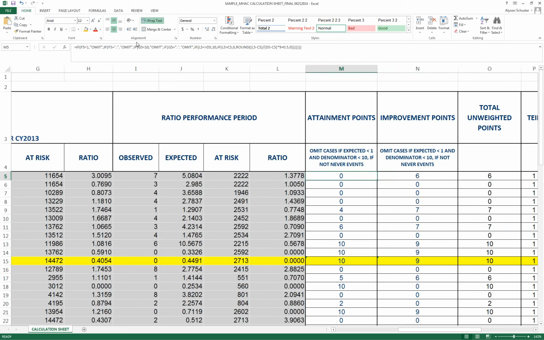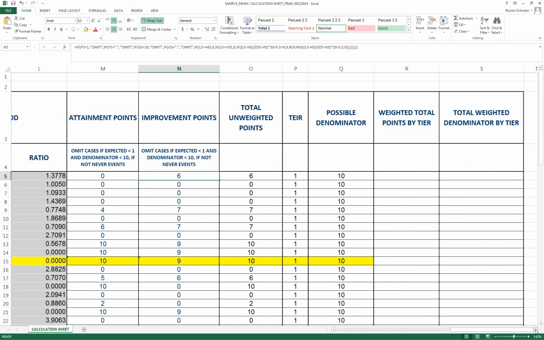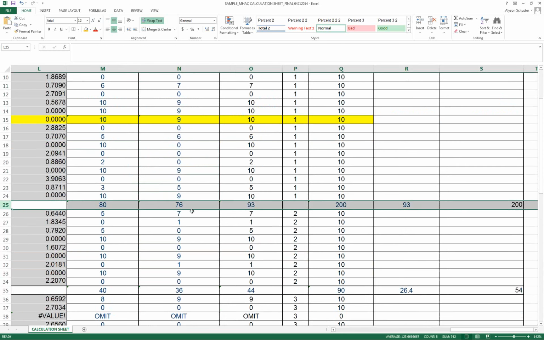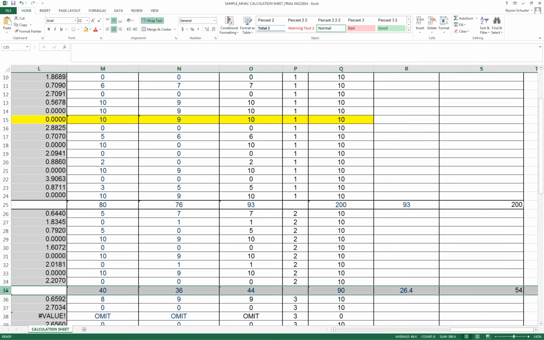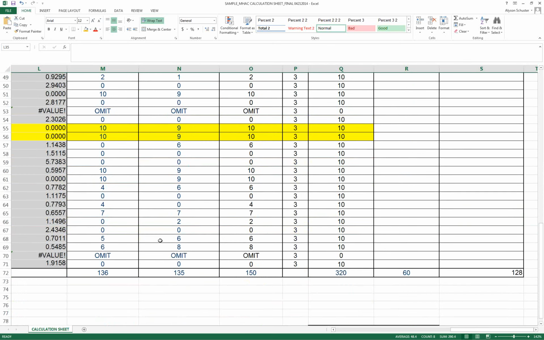Now again, the formulas are embedded in the workbook, although you could delete them theoretically. So if you have any problems where you've modified your workbook, you can get a new copy of this on the HSCRC website. So then what you do is once you've entered in all the data, here in row 25, you'll see a subtotal for Tier 1. So this is, again, the total number of points for Tier 1 and the total denominator. Row 35, you'll see the subtotal for Tier 2. And as you scroll down, then you'll see the subtotal for Tier 3.